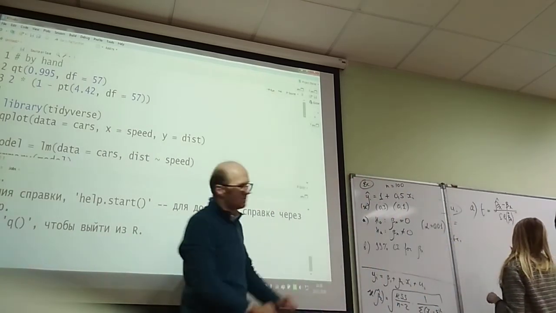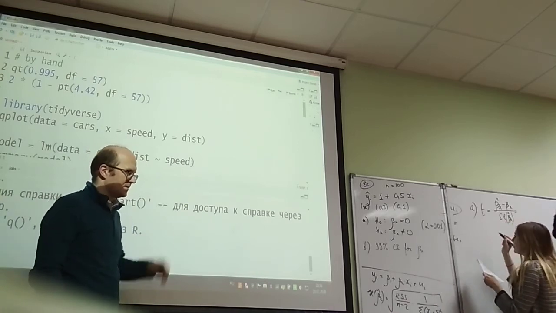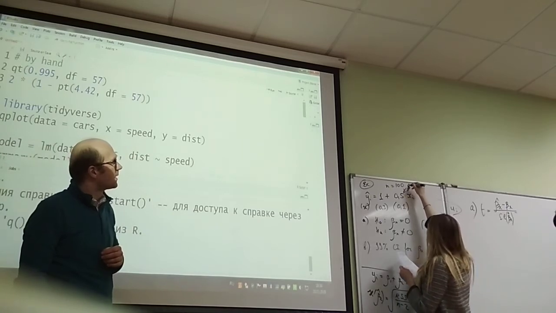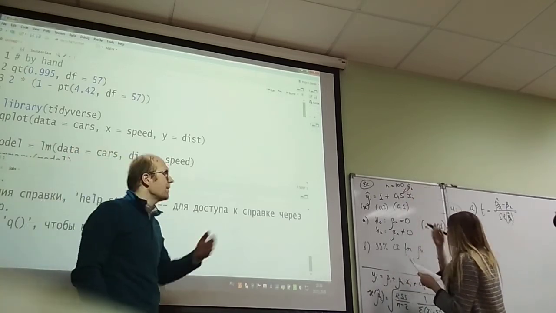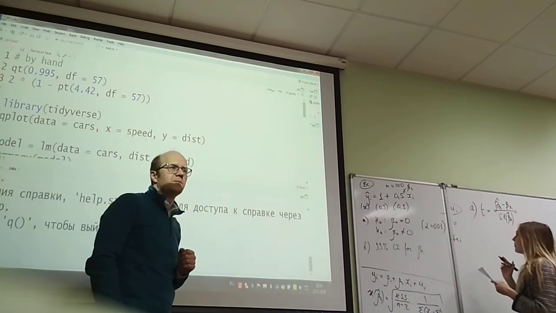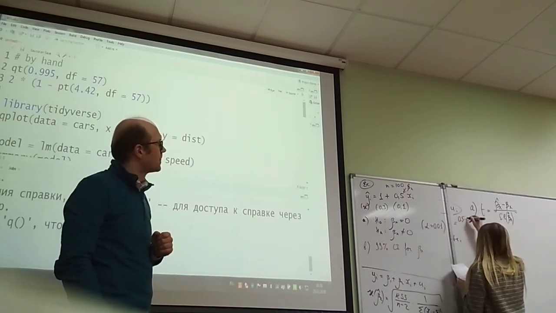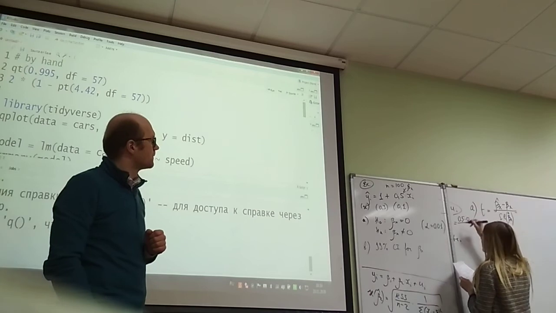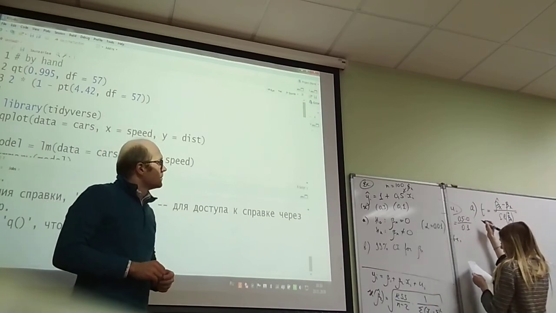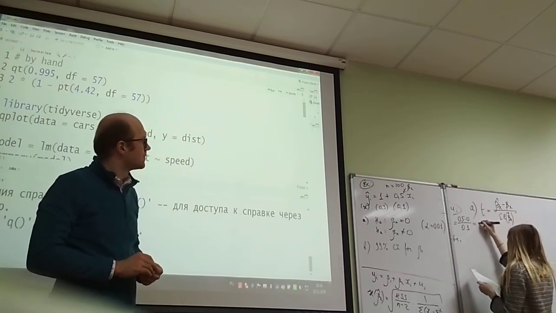Perfect. So here we have beta hat. It's important to understand that this 0.5 is not a true beta. It's an estimate. So it will be like this, divided by the standard error, which is 0.1. So it is 5.